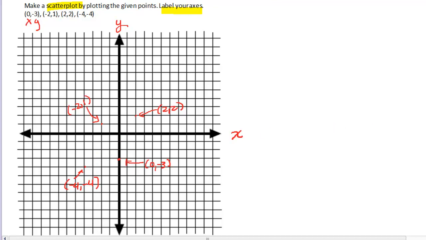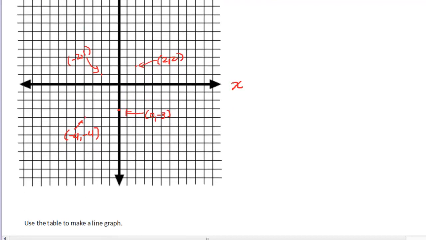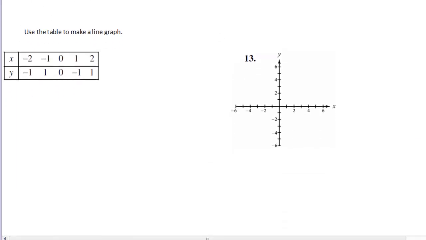Okay, we have one more example. This time, use the table to make a line graph. So we're going to connect the dots basically. Here's our table, and we have an xy coordinate for each point. Notice we have 5 points, and we're going to start graphing. The first point is -2, -1. So again, -2 for x, -1 for y. We'll put a point there.